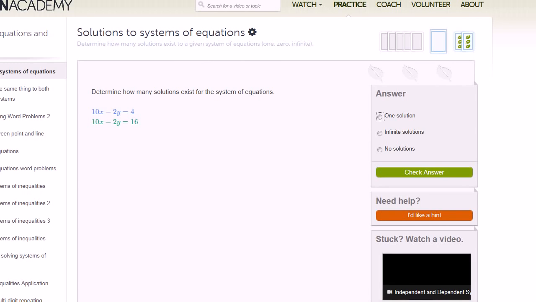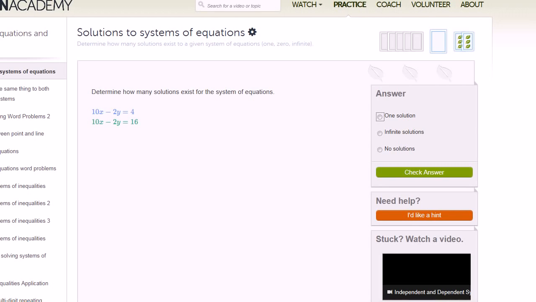So they say determine how many solutions exist for the system of equations. You have 10x minus 2y is equal to 4, and 10x minus 2y is equal to 16. Based on what we just talked about, the x's and the y's are on the same side of the equation, and the ratio is 10 to negative 2, same ratio. So something strange is going to happen here. But when we have the same combination of x's and y's, in the first one we get 4, and on the second one we get 16. So that seems a little bit bizarre.